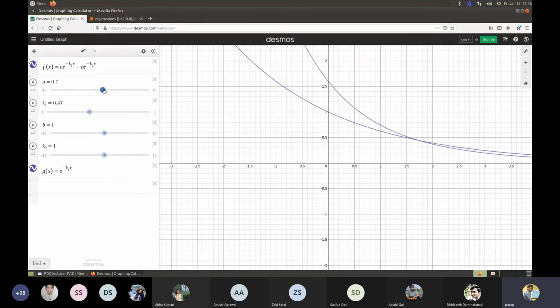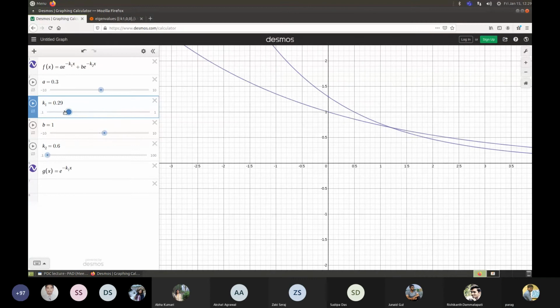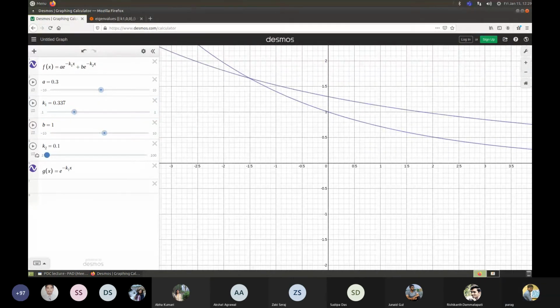So here A is basically the initial concentration of your CB. Okay, but as I change the value of this K, and let us set the value here also as positive, 0.1 to 100, you see here, this also goes down.